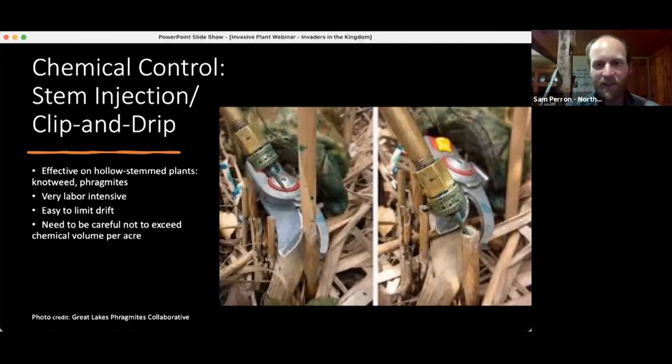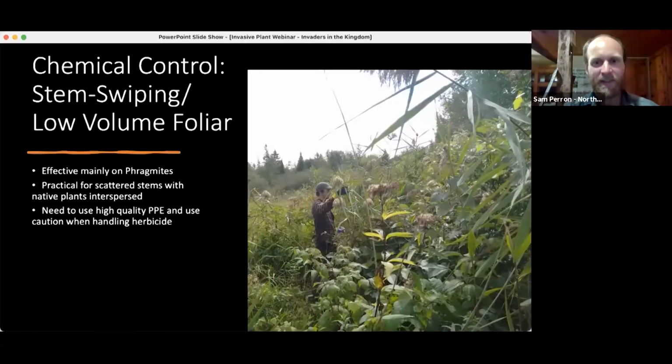And I'll cover one more method that we've used with pretty good success. This is stem swiping. It's a version of low volume foliar application. And basically we use something along the lines of a sponge glove over a rubber glove and wipe an herbicide on the stem of a plant. Works well on Phragmites, works well on scattered stems that are mixed in with other vegetation. It's pretty easy to minimize impact to the other vegetation.